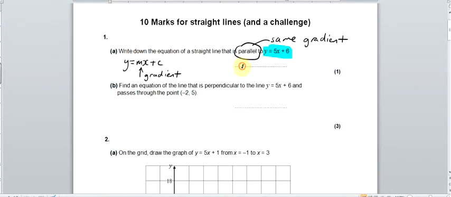So our answer is going to be y equals 5x, because there's a 5 here. That's the important bit. And it doesn't really matter what we put on the end. Let's put plus a million, I think. 5, 6, there we go.